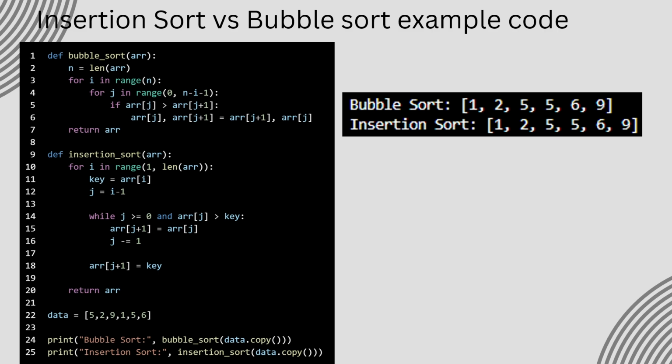And finally, sir, for the insertion sort, the code starts from the second element of the list. It stores the current value in a variable called key and compares it with the elements before it. While the previous elements are greater than the key, they are moved one position to the right. Once the correct position is found, the key is inserted. This process repeats for all elements until the list is fully sorted.